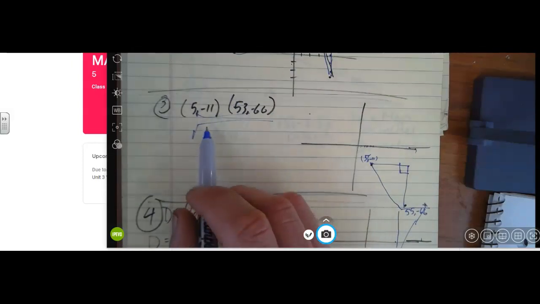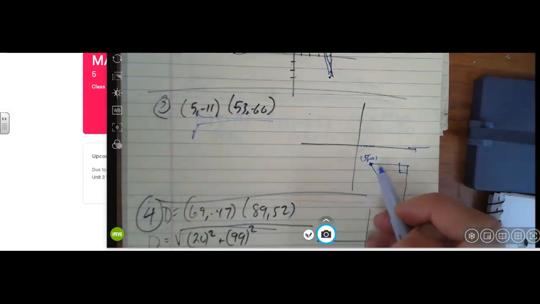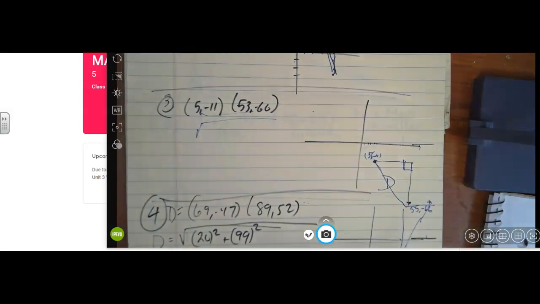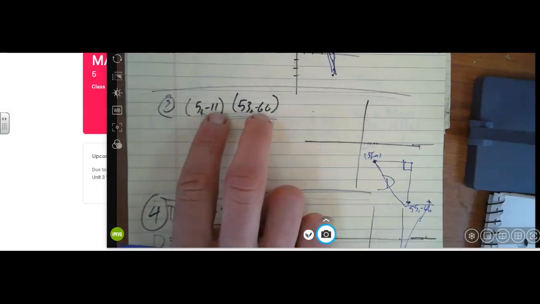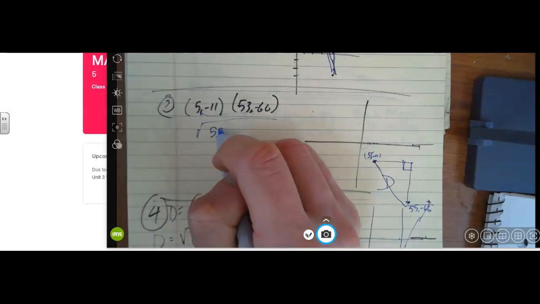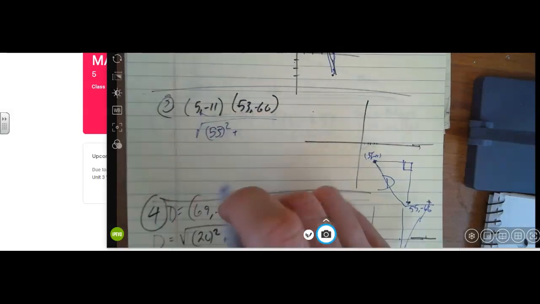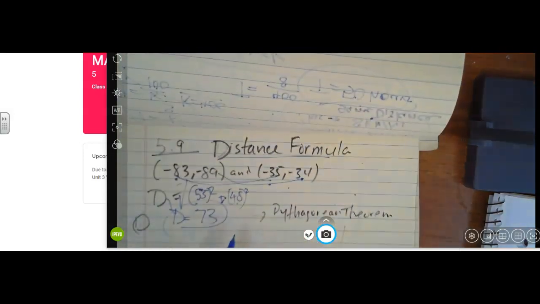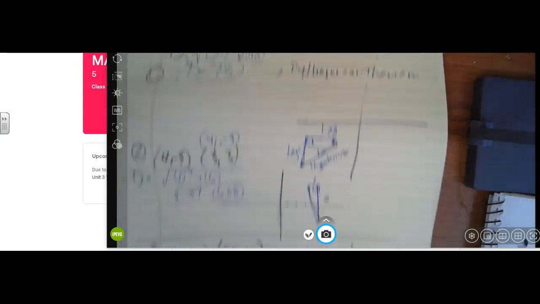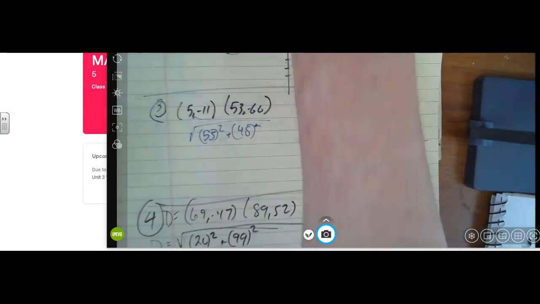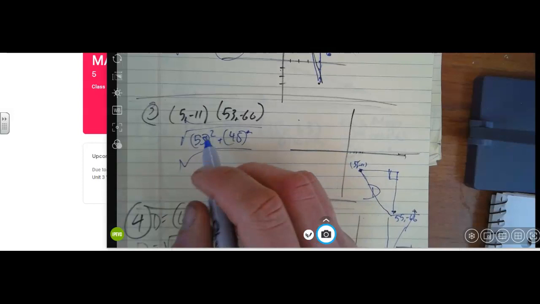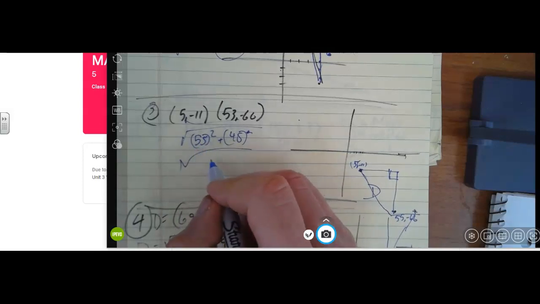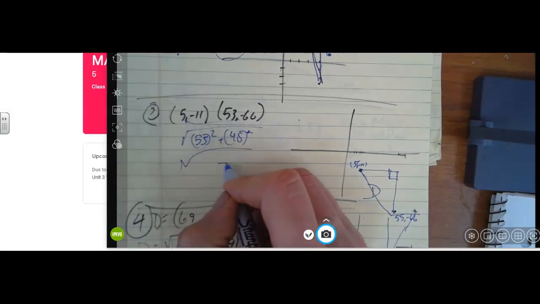On number 3, you have 5, negative 11 there, 53, comma, negative 60 down here. So just visualize a right triangle here. We're looking for this distance right here. All right. So again, the difference in the x's, you see that's 55 again. And the difference here is 48. So we're going to get the exact same answer we got earlier, because we see we have 55 and 48 squared again. So we're going to have the same answer. So therefore, it's going to be the square root, and what's that going to be? That's going to be 73 again.